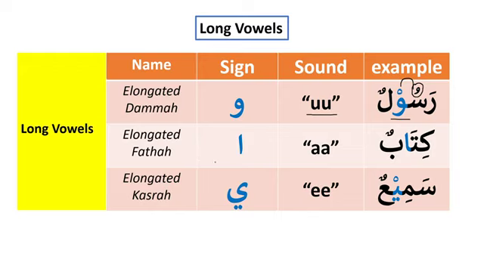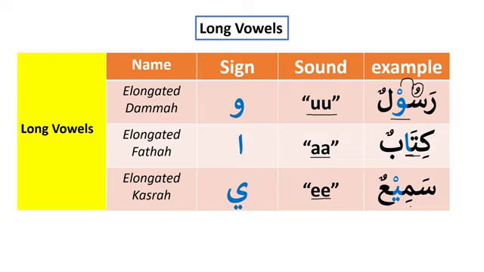So the second one is long Fatha, which will be the A sound. We have over here Kitabun. So in the previous example, it was Kataba, Kataba. But when you prolong it, it becomes Kitabun. And we can see that we have the A sound over here, and normally Alif is compatible with Fatha, and then we have the long Kasra, which is basically Ya, and it is pronounced as E. So we get the sounds of U, A, E, as we have here Sami'un. In the previous example we had Sami'a, and now you can see over here it is Sami'un.